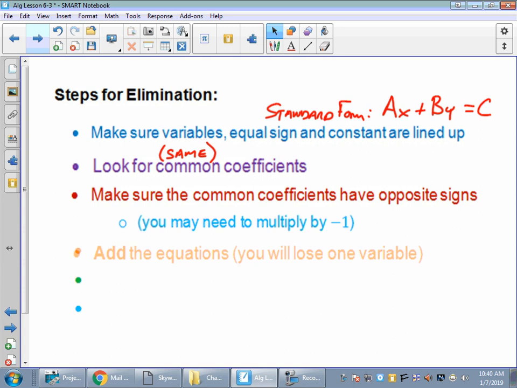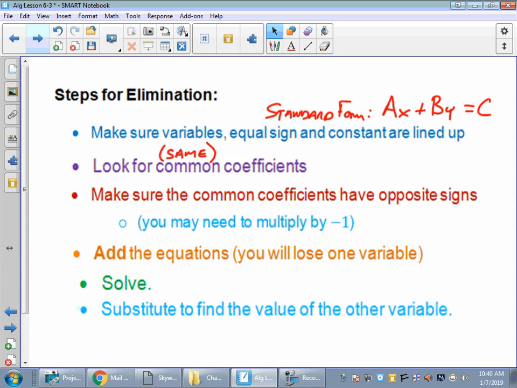And then we're going to add those equations up. By doing so, you're going to lose one of those variables. It'll be eliminated, hence the name elimination. After you add those equations, then we're going to solve. Usually once you lose a variable, it's a nice, easy equation to solve. And then once you solve for one of the variables, you can simply substitute to find the value of the other variable. Then you'll have your answer in the form x, comma, y, and you'll be good to go. Okay? So let's do some practice on this. We'll do a couple of examples and then let you go and see what you can do.